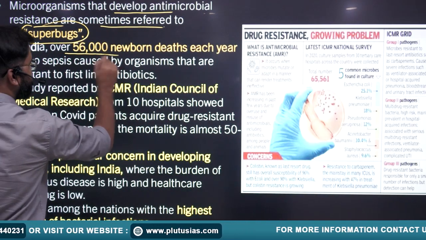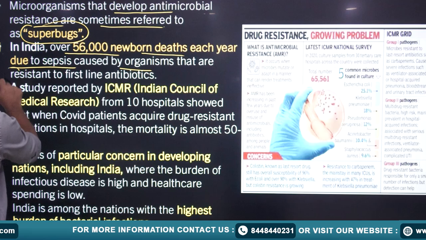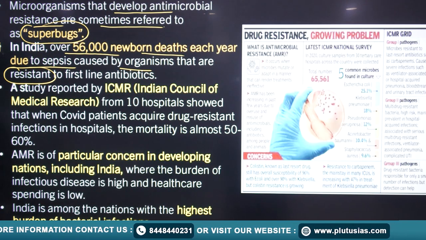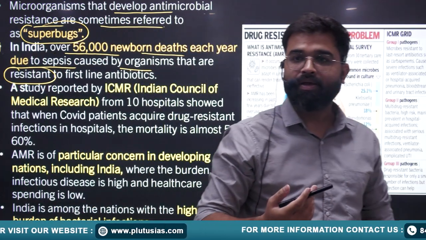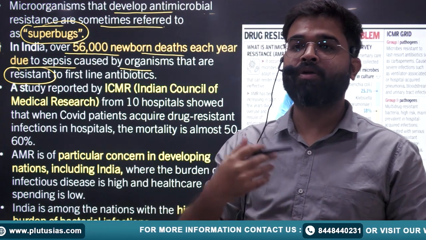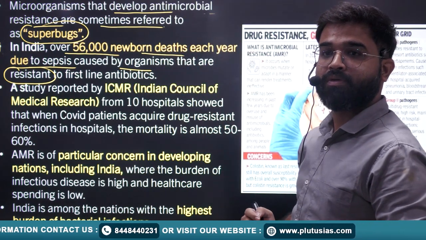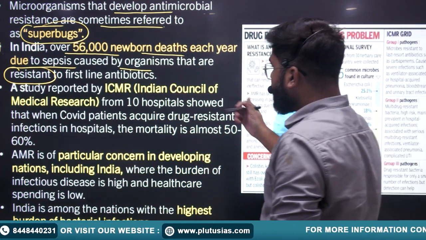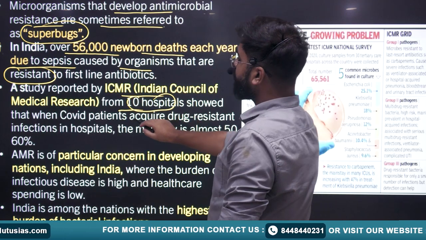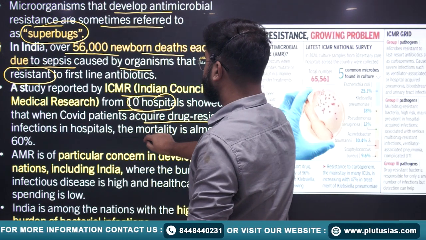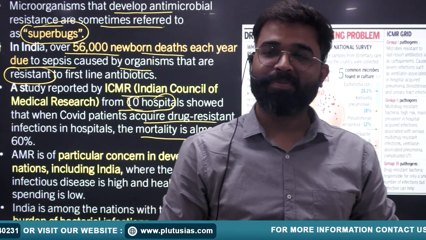In India, 56,000 newborn deaths each year are due to sepsis caused by microorganisms that are resistant to the first line antibiotic. And in many areas where only first line antimicrobials are available, okay, second line is not available, in that case the sepsis is causing 56,000 deaths per year. Huge data. Yes. Second, ICMR, Indian Council of Medical Research, from 10 hospitals shows that when COVID patients acquired drug resistance infection in the hospital, the mortality is almost 50 to 60%. Okay, understood.